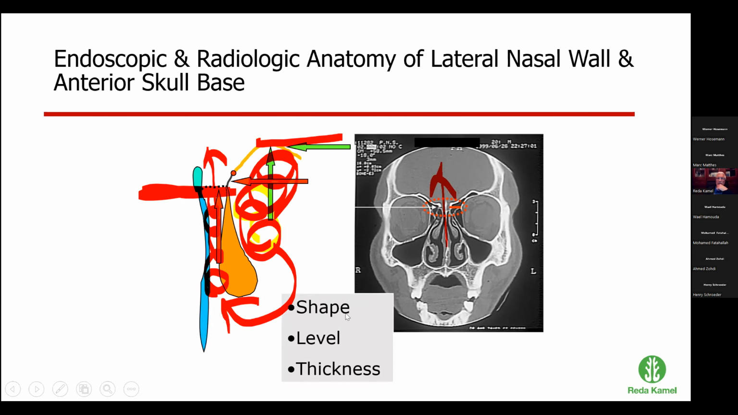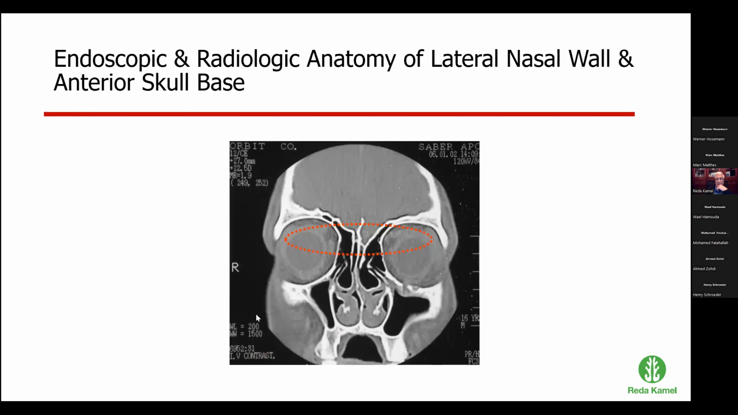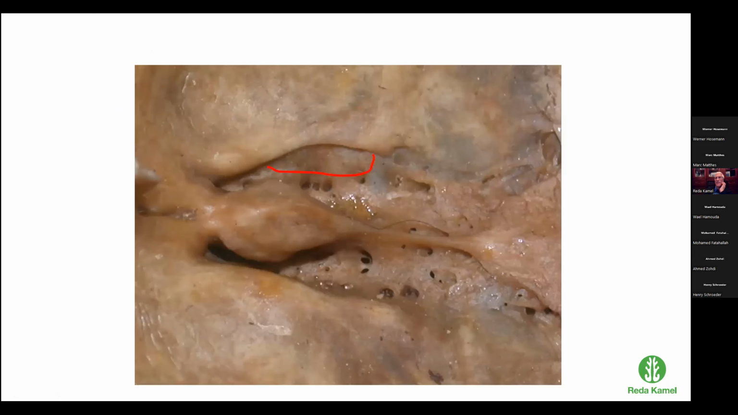You have to study and be able to realize the shape of the skull base, the anterior skull base, the level of the different structures, and the thickness of the different structures. Right and left may be completely different. Here on the right side, it looks like a step ladder. On the left side, it's definitely a slope. So don't take the right side for the left or vice versa. Otherwise, you may get into the skull base and induce an iatrogenic CSF leak.